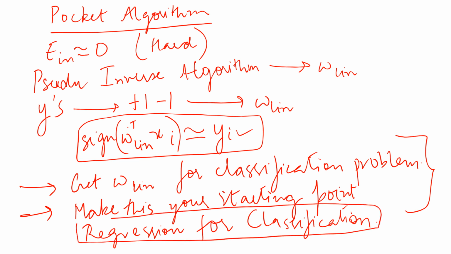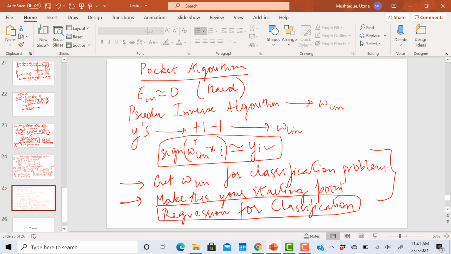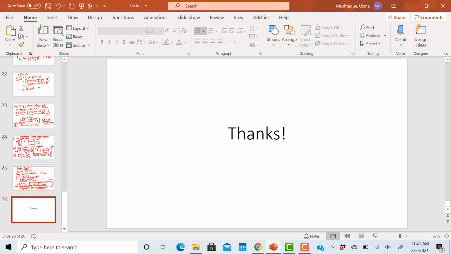So we have found not just a way to solve the regression problem, but also how to improve our classification problem overall. So that was the linear model, one of the most powerful models that's known in machine learning. And with this, I would just like to end this lecture. Thank you so much.